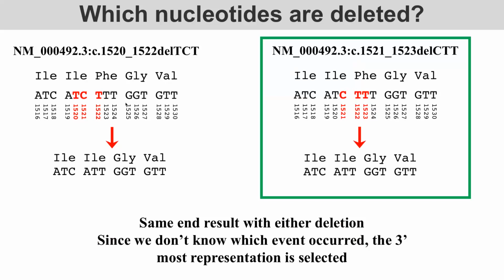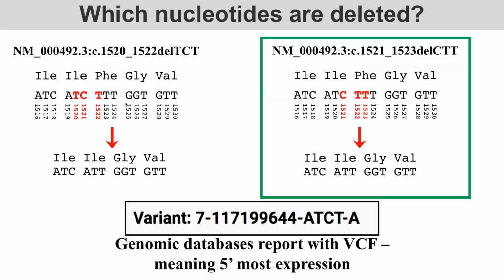So one other thing to note about this that makes it even more confusing is, even though we're saying to use the right-shifted expression, if you are looking in any kind of genomic database like gnomAD or ExAC, since they use a VCF representation, which is always 3' shifted, your deleted nucleotide is not going to match what gnomAD is saying. So this is how this variant occurs within gnomAD, and they're using the TCT deletion as opposed to CTT, again, because it's VCF, which is 3' shifted.